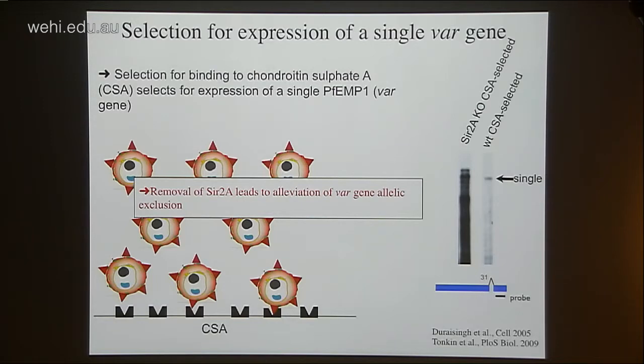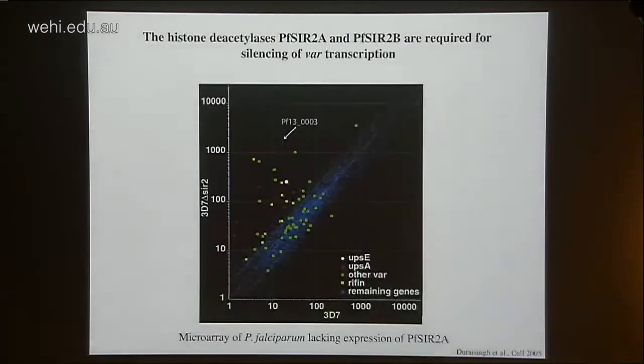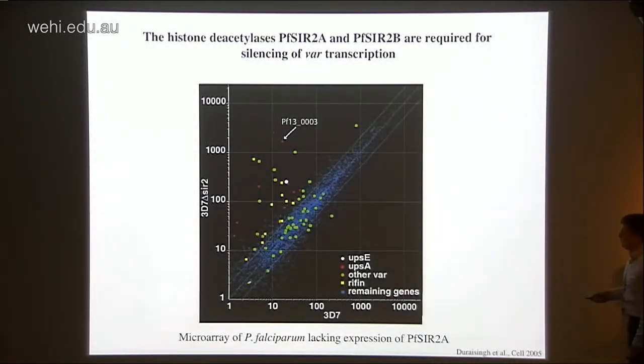So the removal of SIR2A alleviates VAR gene allelic exclusion. The SIR2B protein, I won't show you the data, also does a similar thing but to a different subset of VAR genes. And this is just a microarray to show that all of the genes that aren't altered in this SIR2 knockout in this example are essentially on this line, whereas any that are upregulated are shown in either green or red, and these are mostly VAR genes. There are some other genes that are closely linked to VAR genes that are also epigenetically controlled, and some of these are released from their silencing mode. Not all in this SIR2A knockout, but if you do the SIR2B knockout, all these that are silenced in this case are activated, and all these that are activated in the SIR2A knockout remain silenced. So between the two of them, they essentially are required for silencing of all VAR genes.